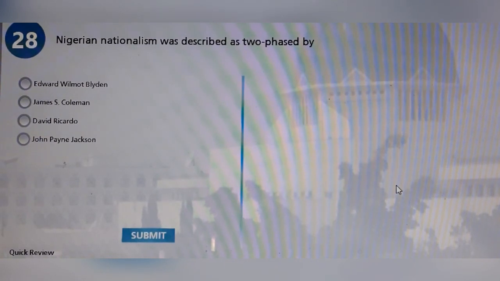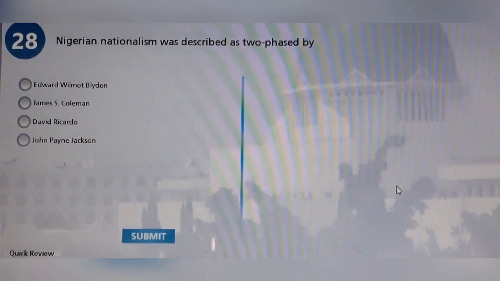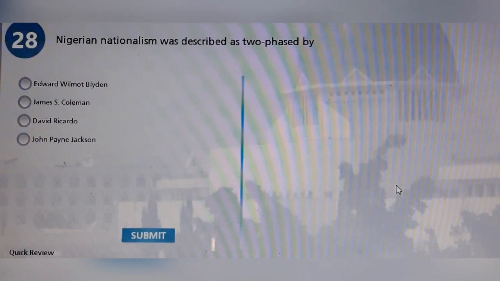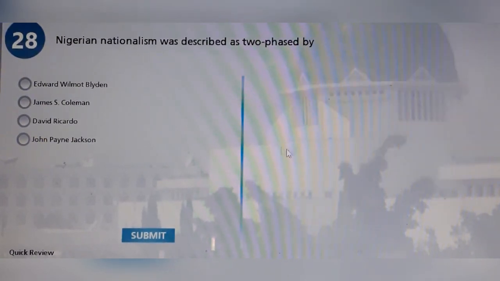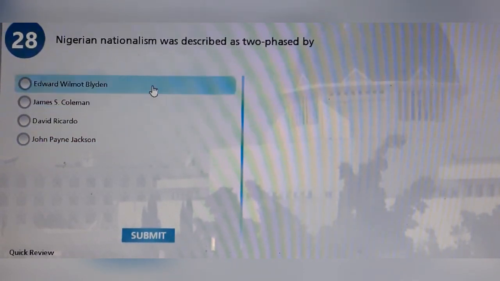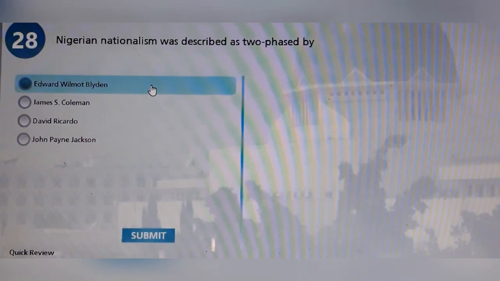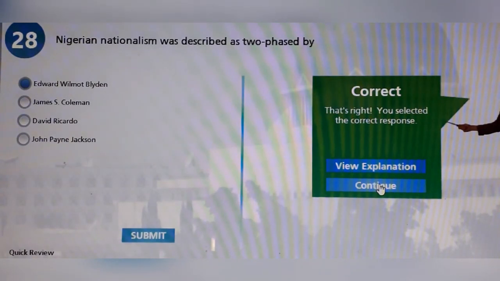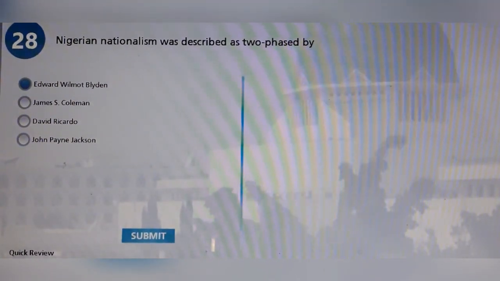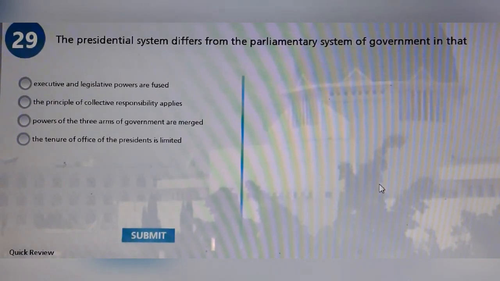It says, Nigerian nationalism was described as two-faced by A, Edward Wilmot Blyden, B, James S. Coleman, C, David Ricardo, and D, John Payne Jackson. Which of these described Nigerian nationalism as two-faced? I don't expect most of you to know the correct answer to this question, but as from today, you should know Edward Wilmot Blyden made that statement.